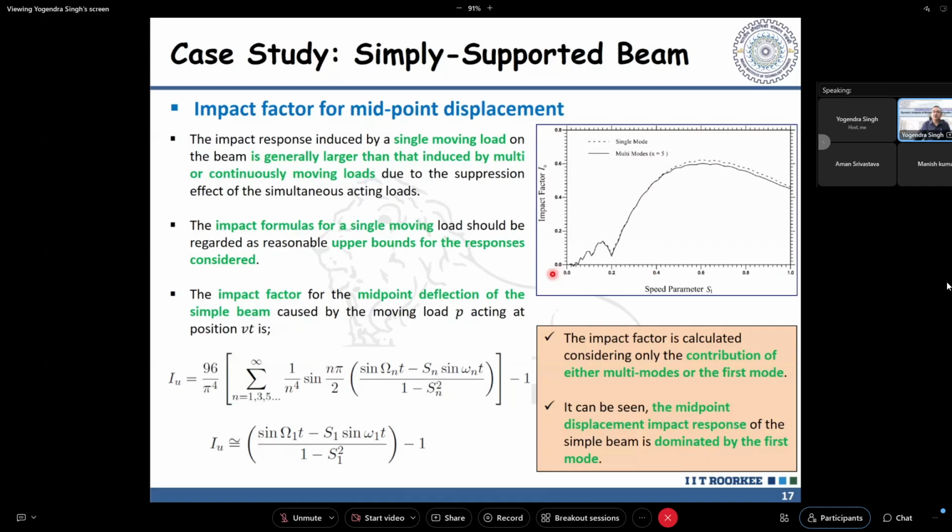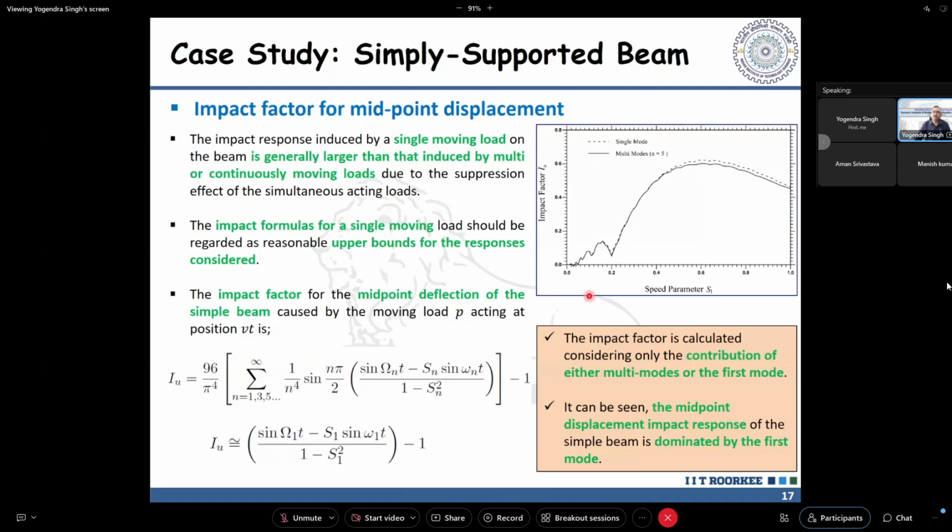So we can see here that initially the value of impact factor is very small, then it increases, and then at the resonance it becomes quite high. So actually this impact factor, you see as a point, is showing only the dynamic component. That means the total displacement under moving load condition minus the static displacement, divided by static displacement, that's how. So the increase in the displacement will be 60%.